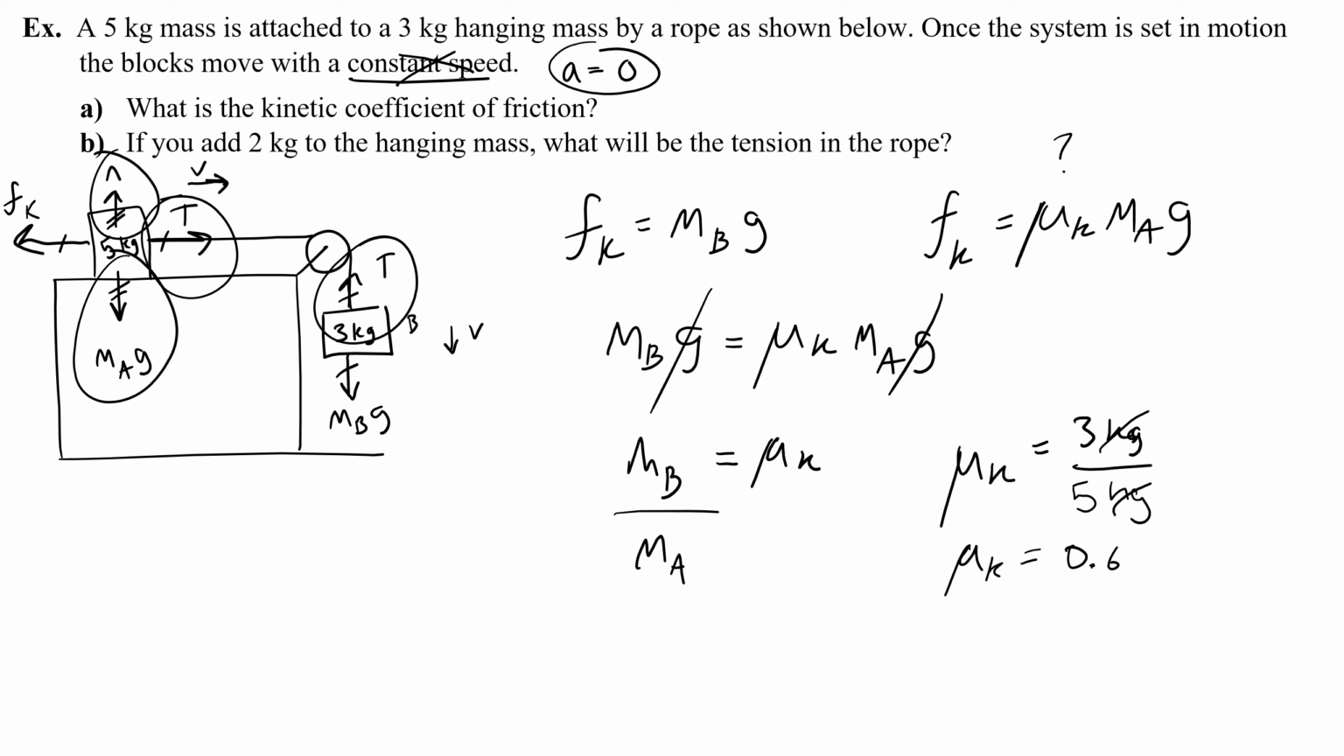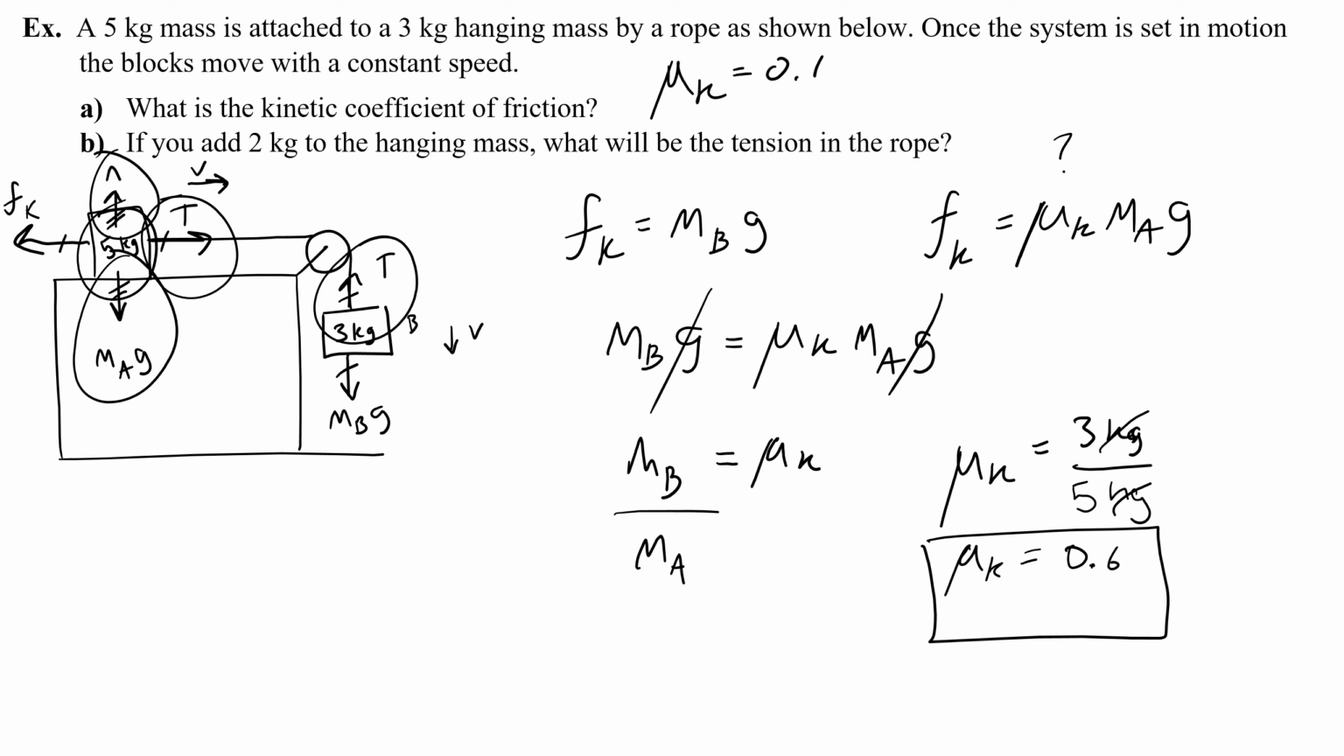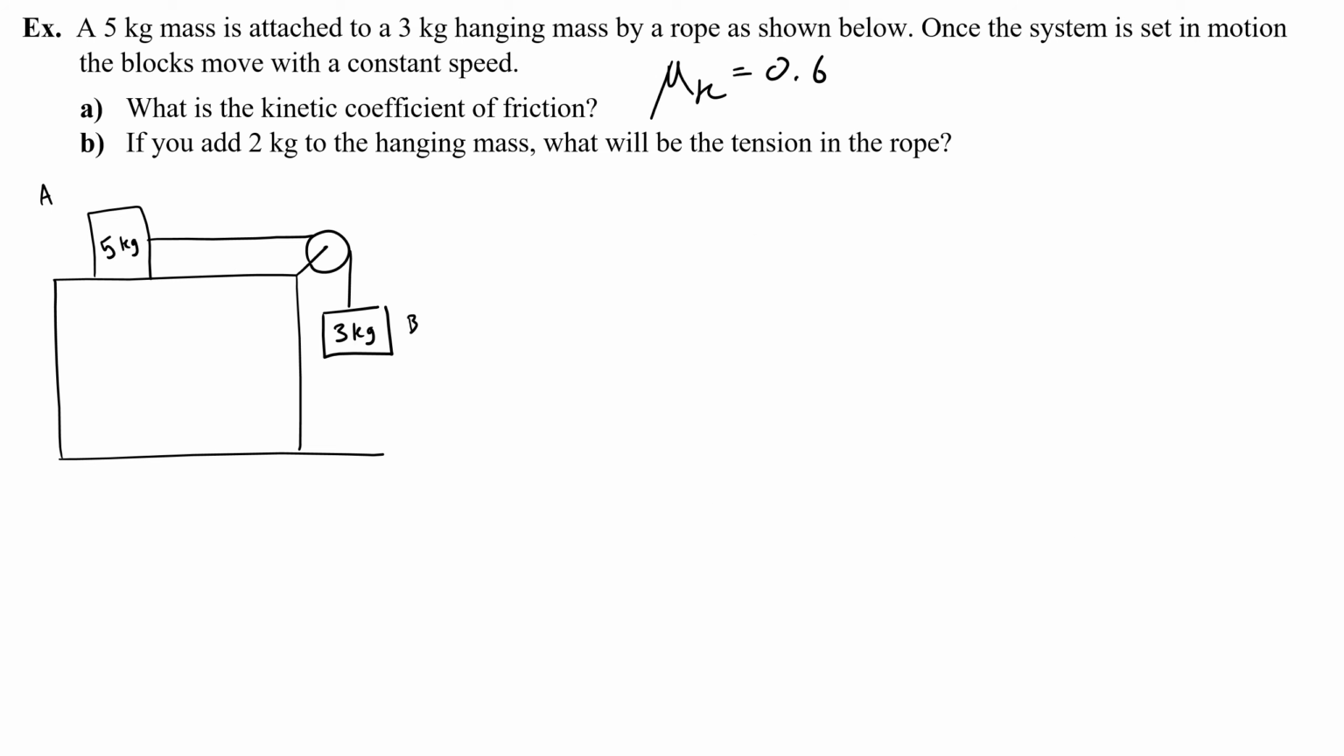So, does anything stay the same? Yes. The coefficient of kinetic friction isn't going to change. As long as it's the same block on top, the 5 kilogram block, then that coefficient of friction will still be 0.6. So I'm going to save that. I'm going to write it up here. Mu k equals 0.6. And then I'm going to erase a bunch of this work so we can start fresh. Okay, here we go. Fresh start.